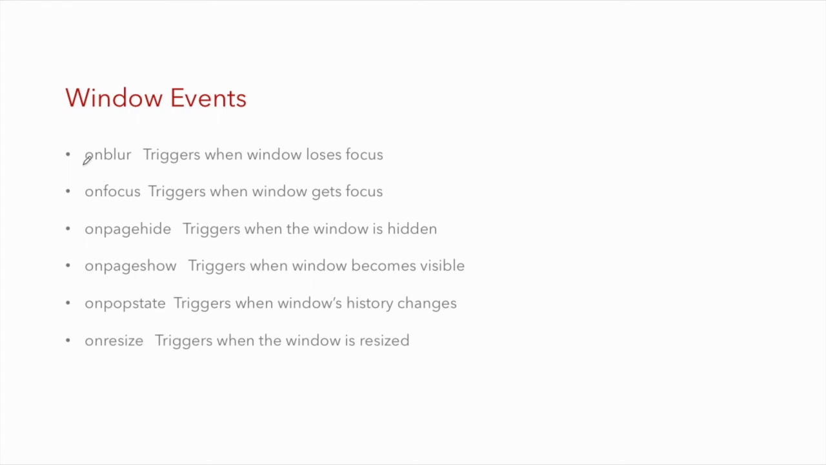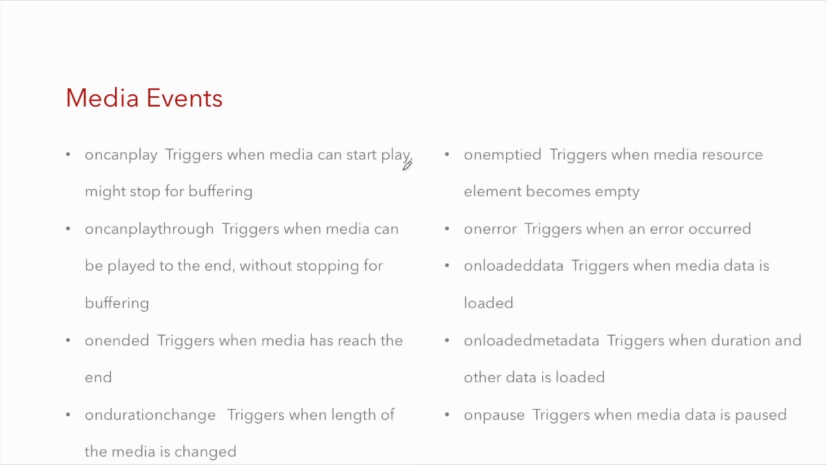We have on blur events. Then on focus, when a certain element gets the focus, or on resize, when the browser or the web page is resized, this particular event will get triggered. Then we have media triggers as well. On error, something can be done. Maybe you can display an error message to the user that there was some error processing the request. Or on pause, when media or video is paused, you can trigger this event.